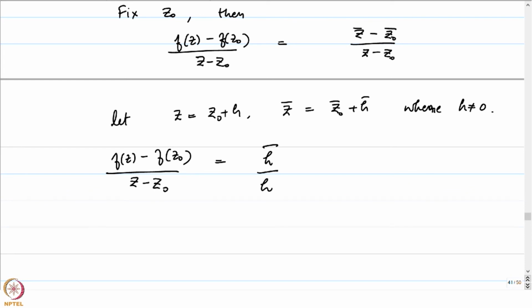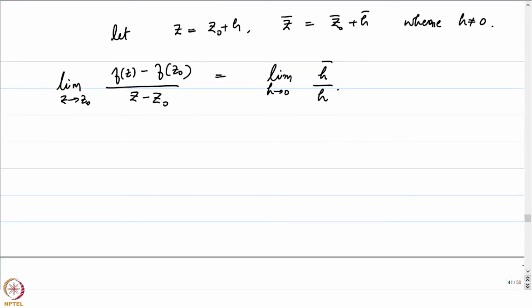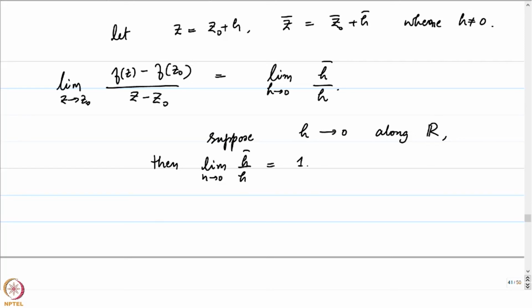Right, and as h goes to 0, z naught plus h goes to z naught. So we are in the right setting. So the limit as z goes to z naught is going to be the same as the limit as h goes to 0 of h bar by h. Now let's see if this limit exists. A minute's thought will tell you that based on how you approach 0, this limit will have different values. So for example, suppose h converges to 0 along R, then h bar is equal to h, and hence the limit as h goes to 0 of h bar by h is equal to 1, because h bar is equal to h.